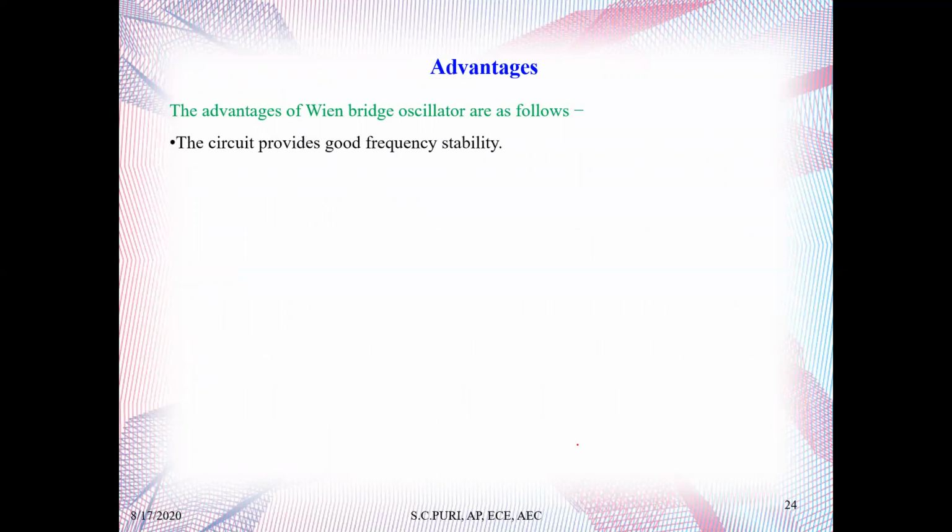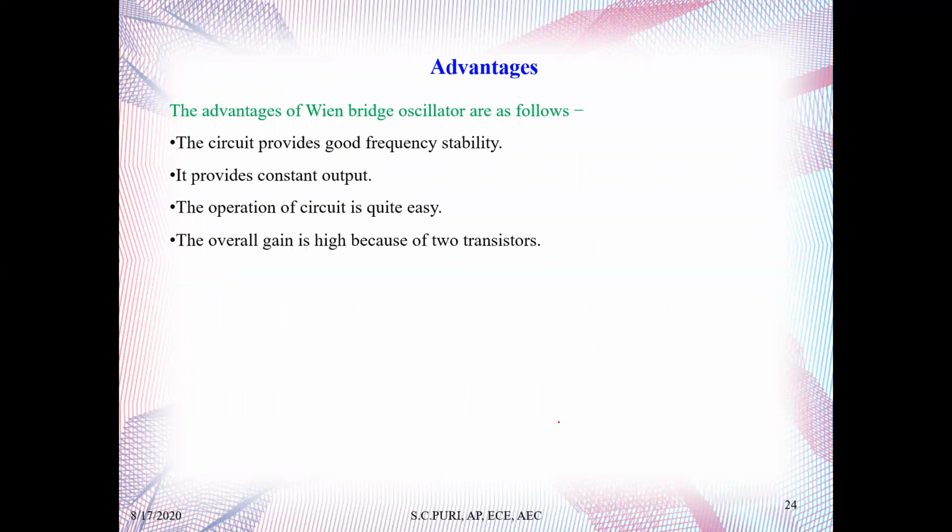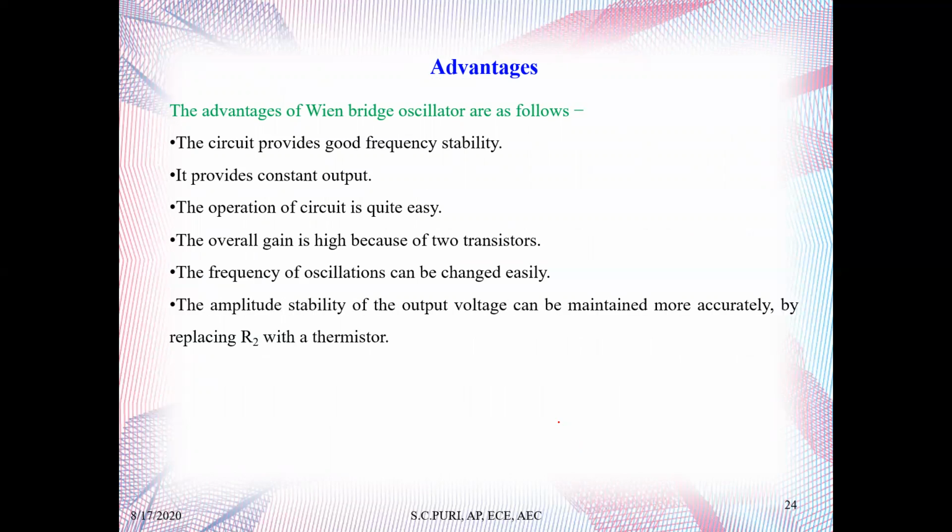Now coming to the advantages of Wein bridge oscillator. The advantages of Wein bridge oscillator are as follows. The circuit provides good frequency stability. It provides constant amplitude. The operational circuit is quite easy. The overall gain is high because of two transistors. The frequency of oscillations can be changed easily. The amplitude stability of the output voltage can be maintained more accurately by replacing R2 with a thermistor.